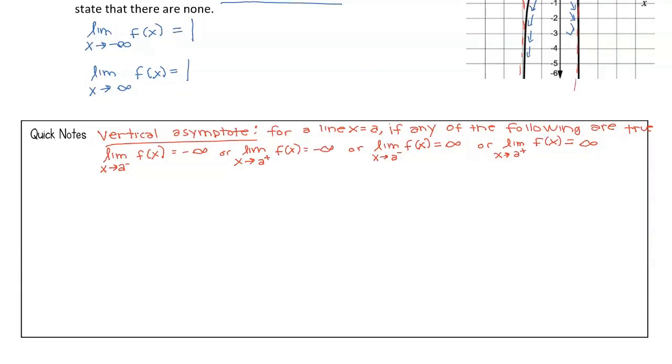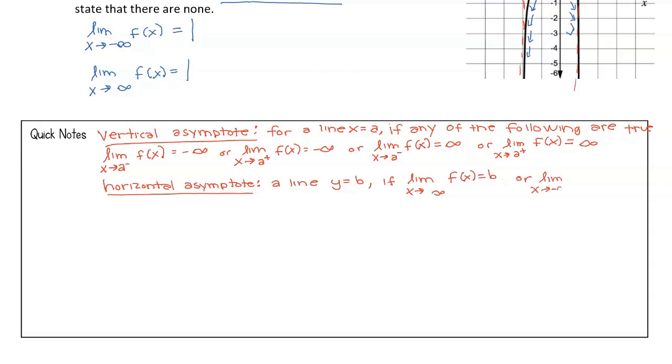All right, now let's talk about a horizontal asymptote. A line y equals b is a horizontal asymptote if the limit as x approaches infinity of f of x equals b, or the limit as x approaches negative infinity of f of x is b. So we've seen how these definitions apply graphically. We saw that in that first example.